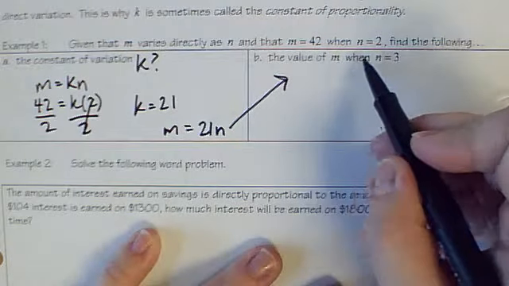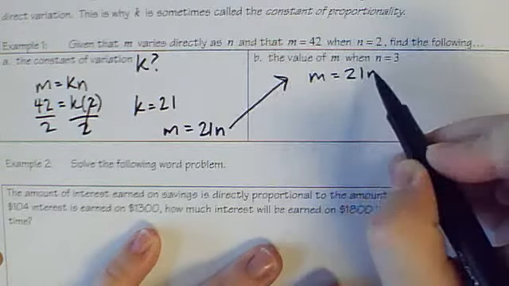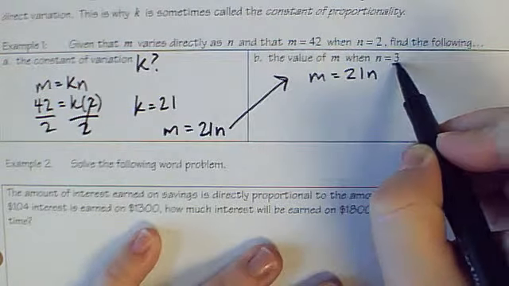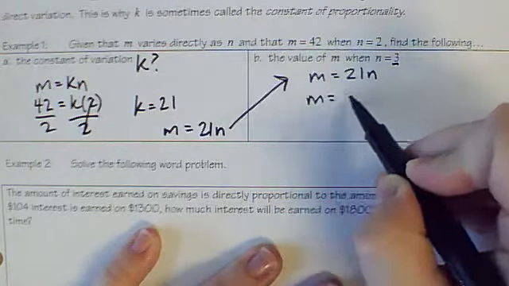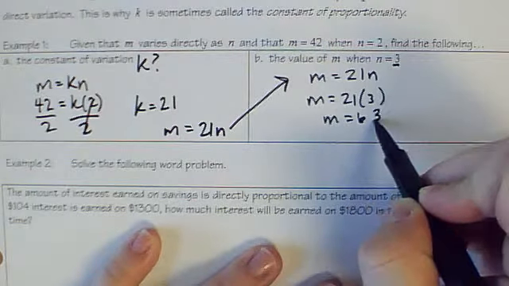Okay. So I'm going to be using this in the next one. I want to find the value of m when n is 3. So I'm going to use that same equation that we just wrote. I want to know what m is when I plug in 3 for n. So m equals 21 times 3. And when we do that, we get that m is 63.